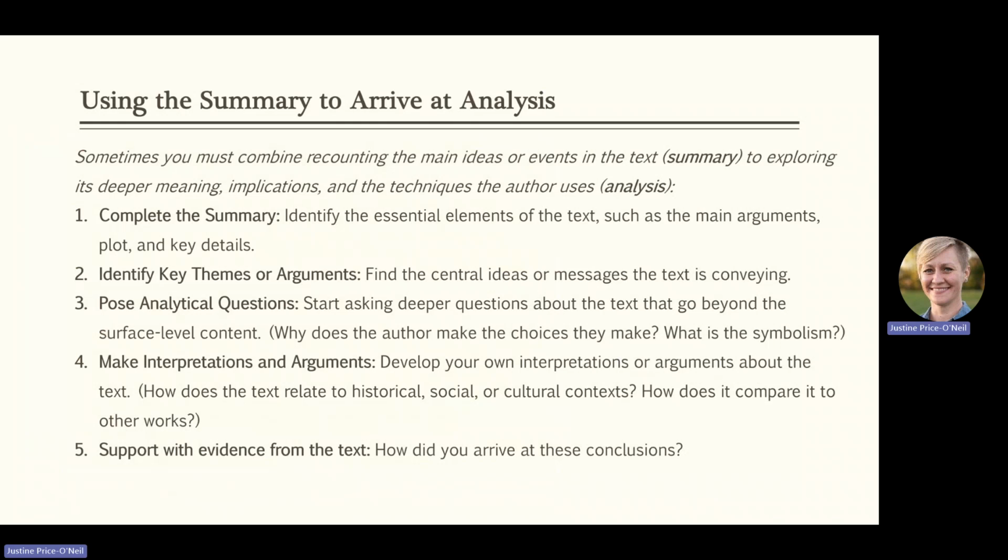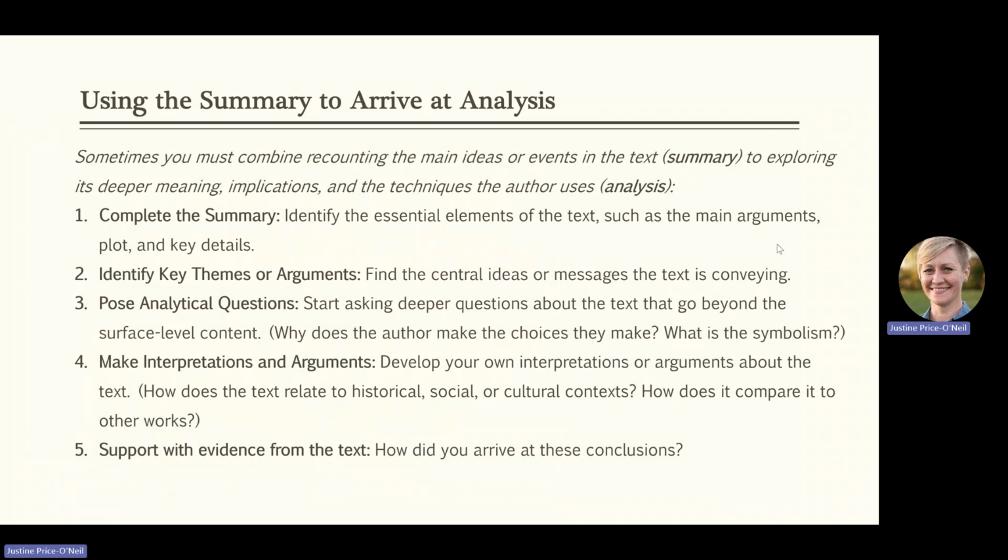Now let's think about here, we have illustrated how it's clear that summary and analysis are connected, like we just saw, and that's sometimes the reason why they get confused. So it's important to remember that you can and should use the summary details to reach your analysis. So for example, you can use the main ideas or events in the text, so that's your summary, to explore the deeper meaning and the implications and the techniques that the author uses. That's the analysis. So using the summary to move to the analysis is important.